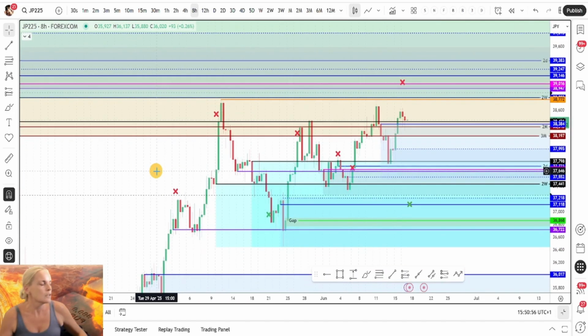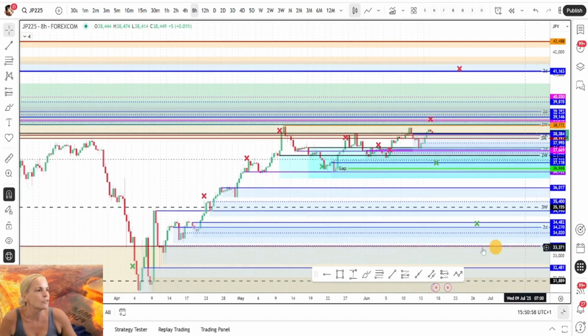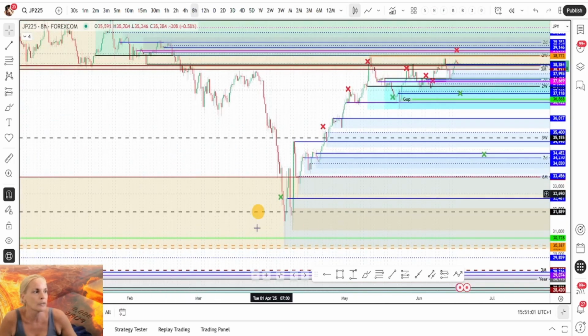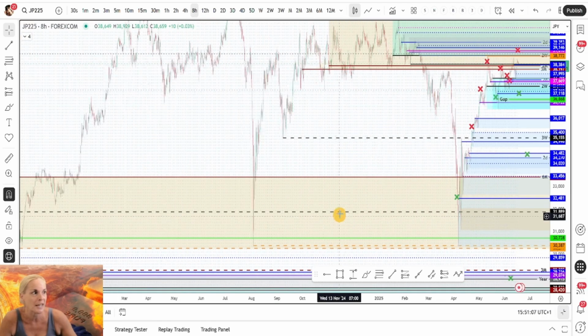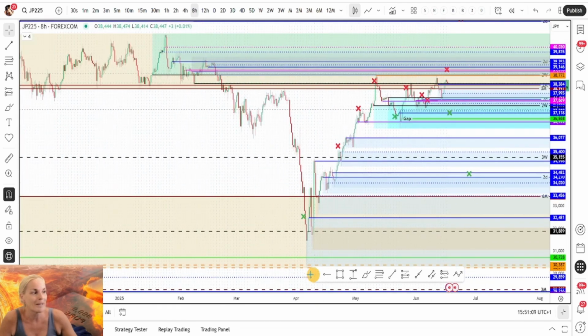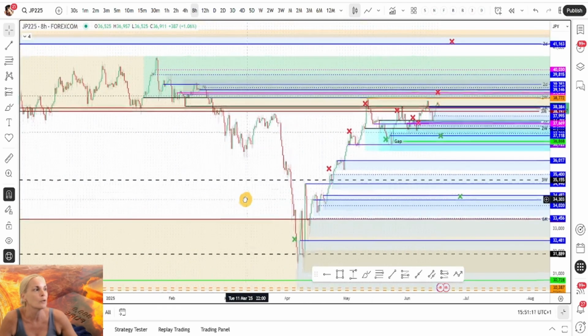J225. Okay, so again, exactly the same scenario. This came down into a 6-month demand. It went almost to the bottom a bit, and I think it took out the low here, but didn't quite take out the 6-month low. So if you patiently waited for this one to fail there, you would have done all right.